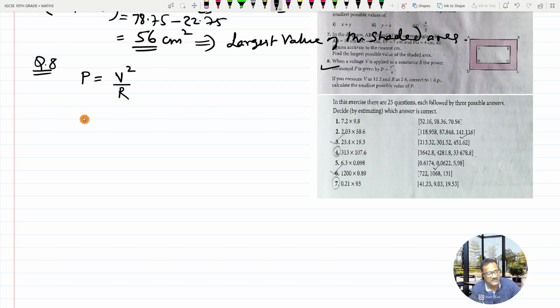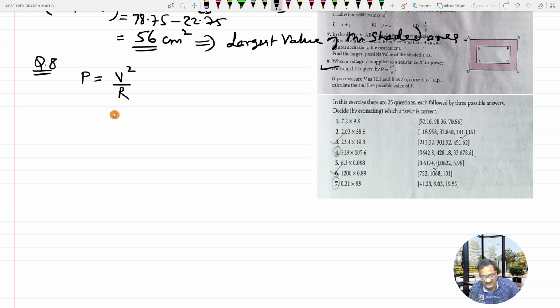Okay, so this is a concept of physics where according to Ohm's law, when you modify Ohm's law further, you'll get power is equal to V square upon R. P is the power, V is the voltage, and R is the resistance. So this is the formula which you have to use.